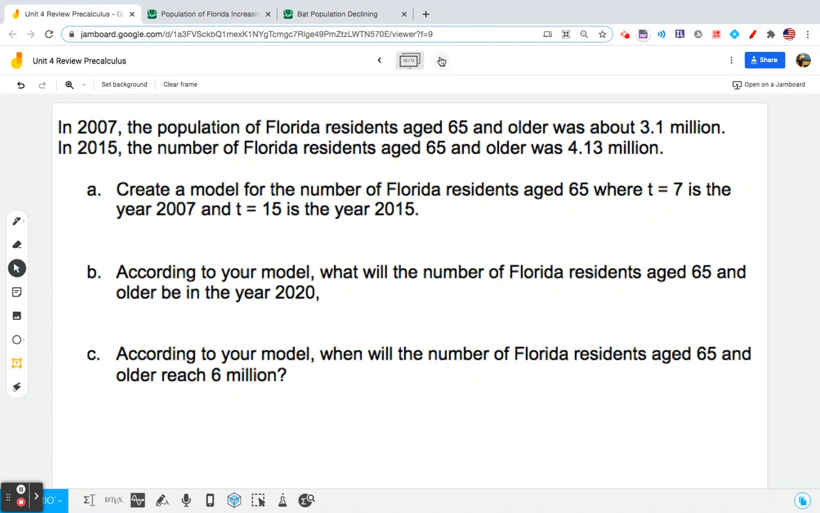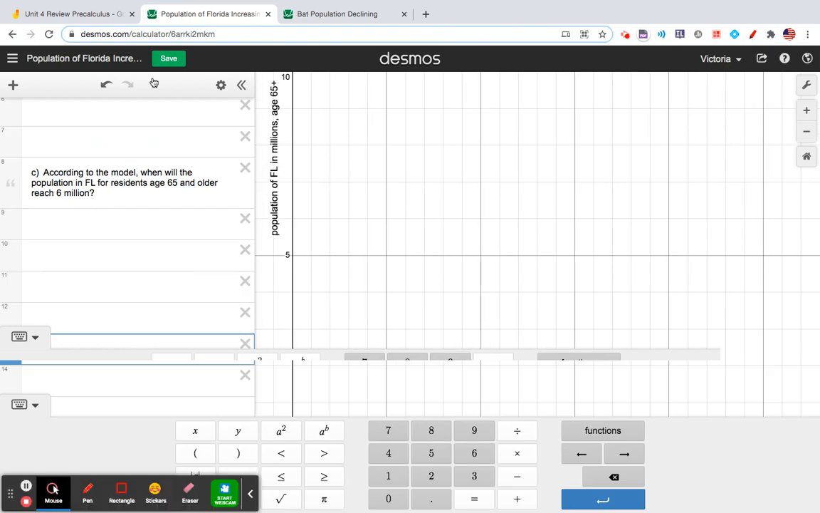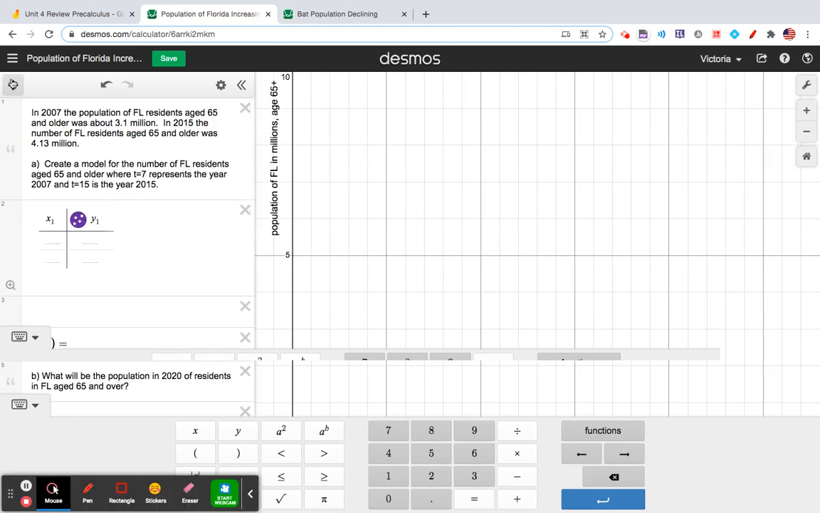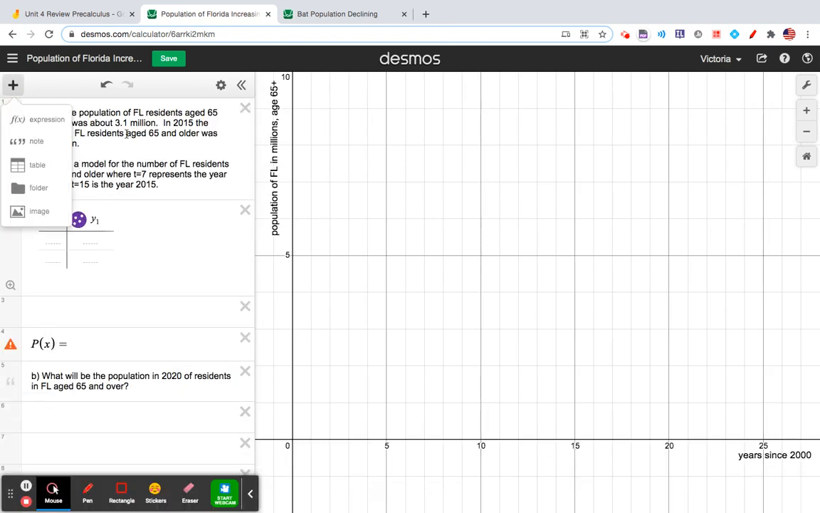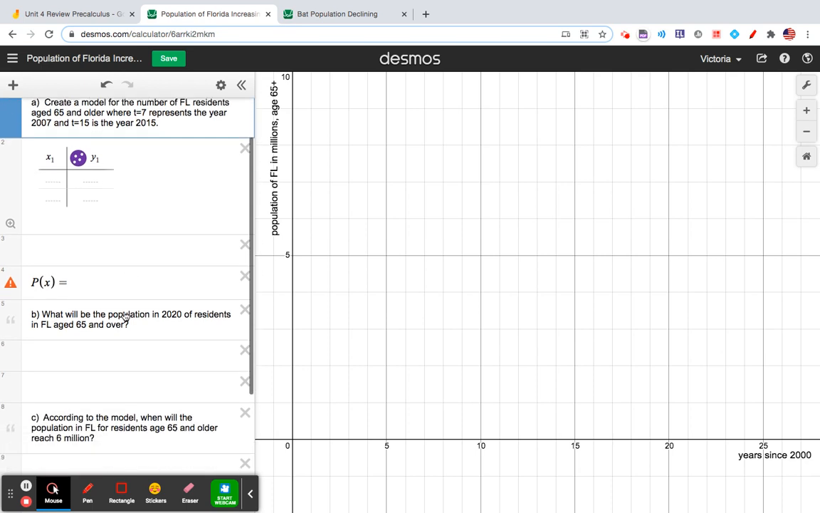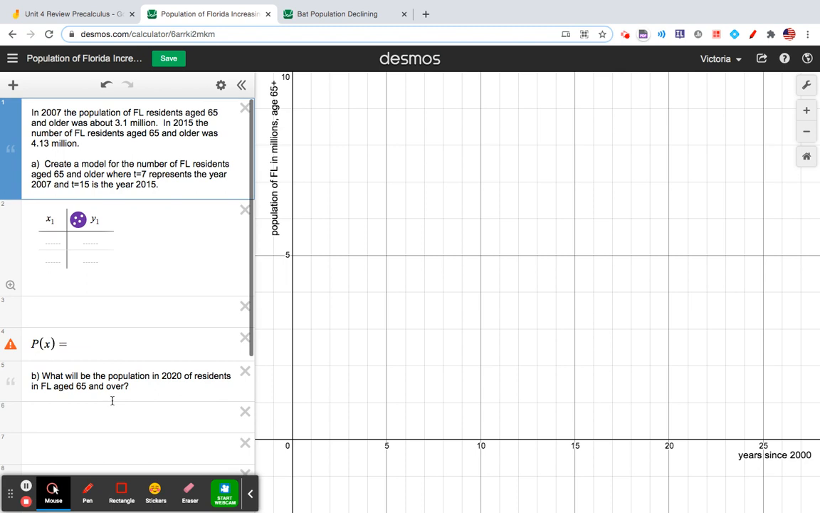So I'll show you how I solve this, okay? I take the text from the problem and I put it on a Desmos graphing calculator as a note. So I added a note and I wrote the prompt down. I wrote parts A, B, and C. I'm going to show you how I use the technology to solve these problems.